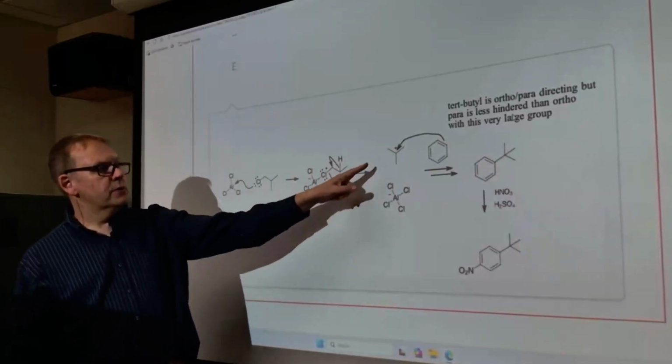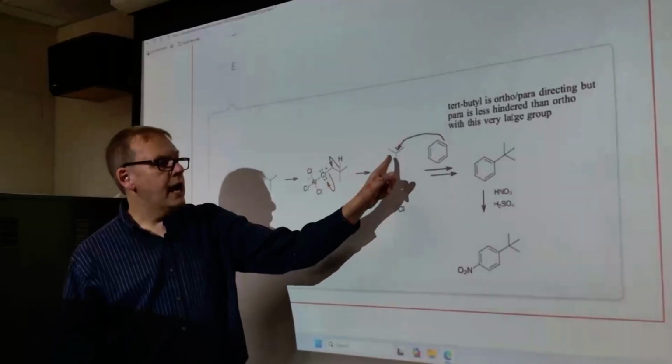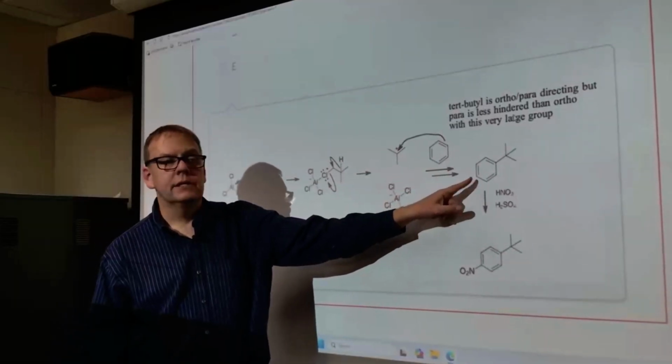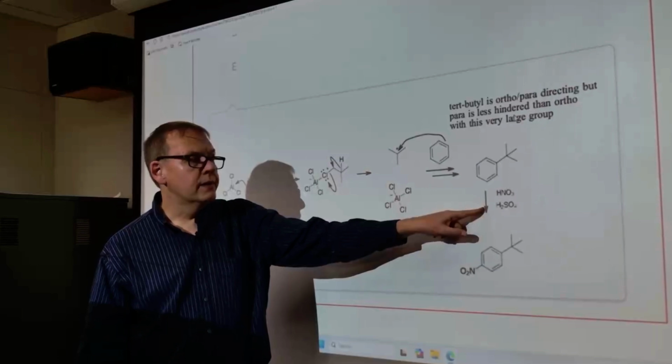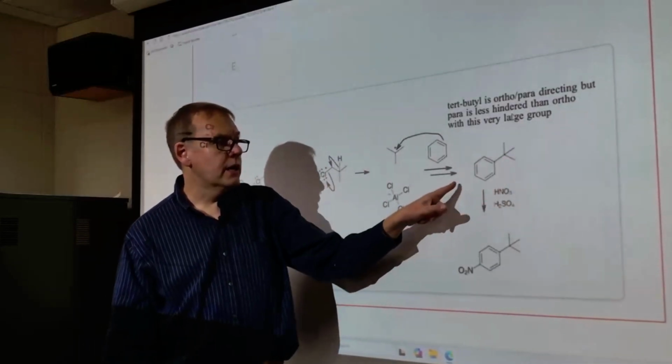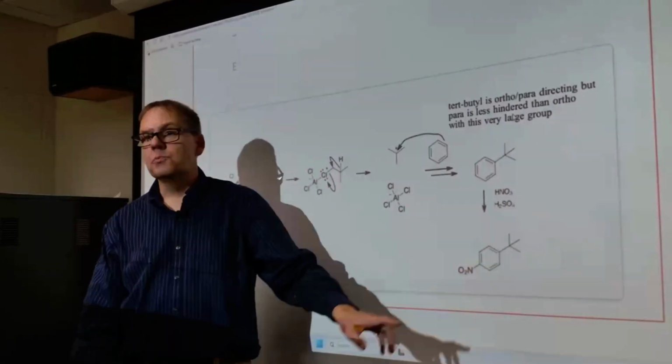That gives this tert-butyl cation, which then the ring reacts with to give tert-butylbenzene. Then the next step is a nitration reaction where you've got this group that's ortho-para directing, and para is a major product.